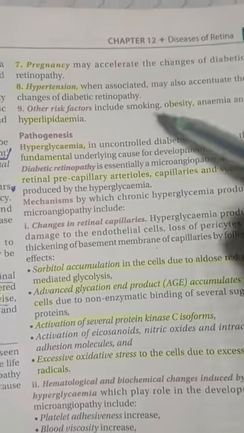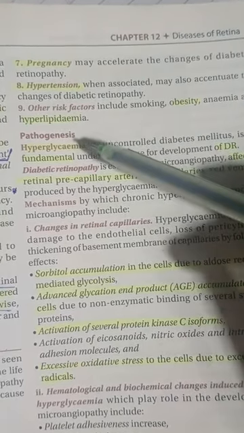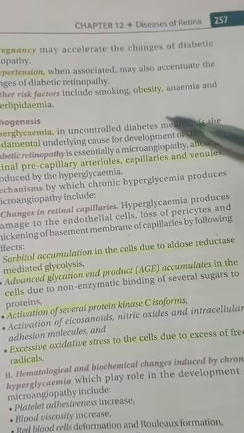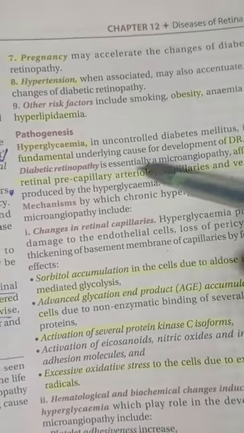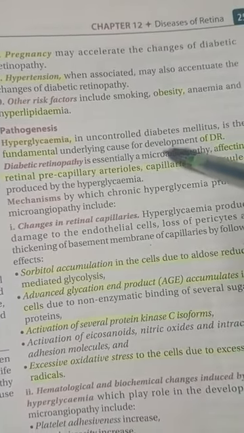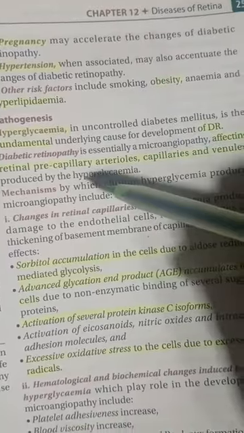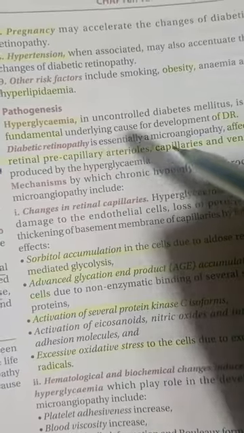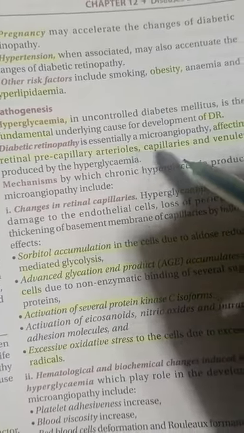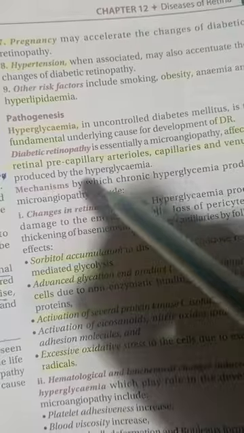Hypertension, when associated, may accentuate the changes of diabetic retinopathy, and other risk factors include smoking, obesity, anemia, and hyperlipidemia. Pathogenesis: hyperglycemia in uncontrolled diabetes mellitus is the fundamental underlying cause for development of diabetic retinopathy. It is essentially a microangiopathy which affects the retinal precapillary arterioles, capillaries, and the venules, and these are produced by hyperglycemia.